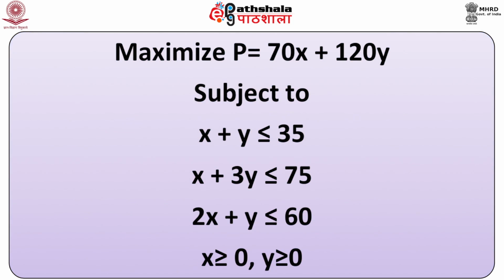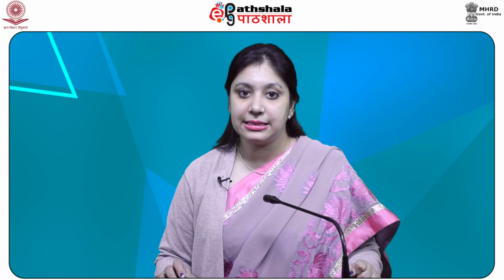The problem is to maximize P equals 70x plus 120y subject to the constraints x plus y less than or equal to 35, x plus 3y less than or equal to 75, 2x plus y less than or equal to 60, x greater than or equal to 0 and y greater than or equal to 0. This worksheet is what we wish to produce for the linear programming problem as stated.